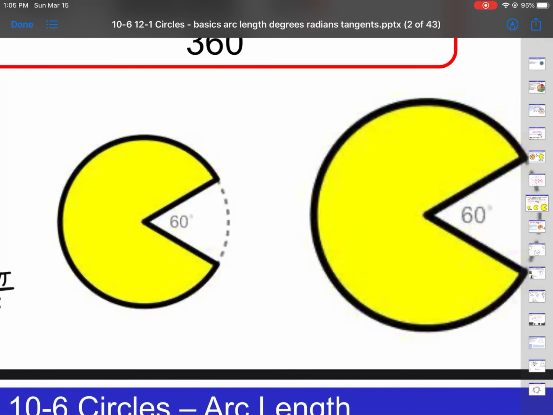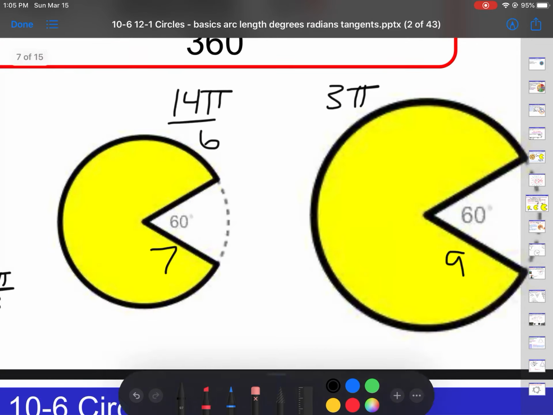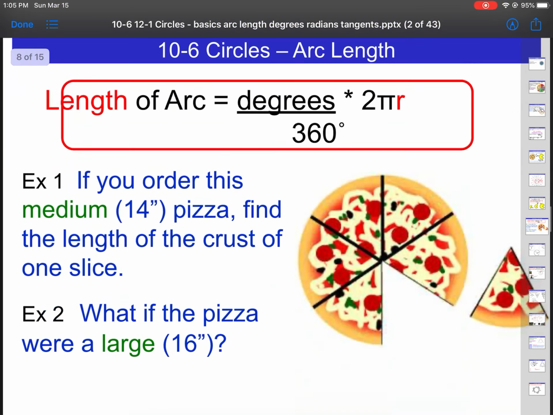And now we'll say, let's see, so let's call this 7 units, and we'll call that 9 units. And so you should begin. You can check your work, see if you get the same answer. The arc length here, you should be getting 14 pi over 6. And then here you should be getting 3 pi units. Okay, so check to see if you guys get those answers.